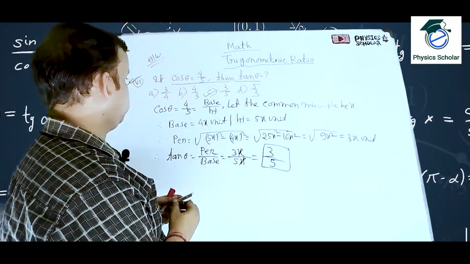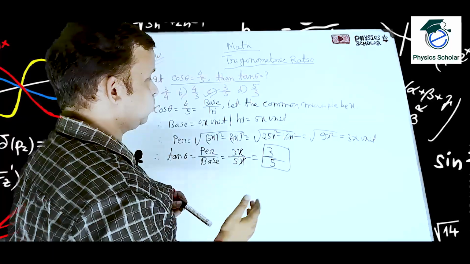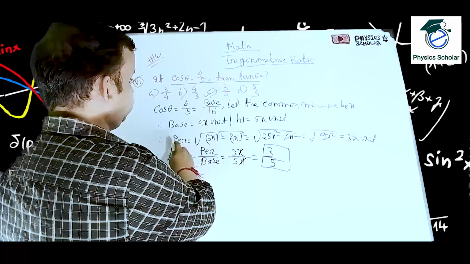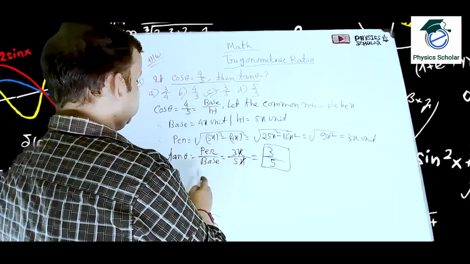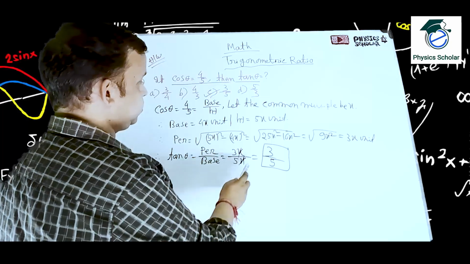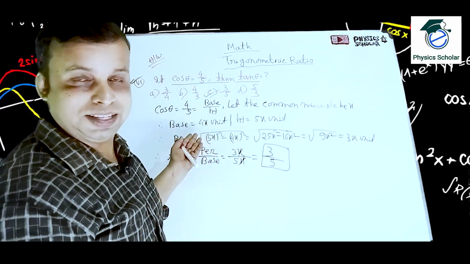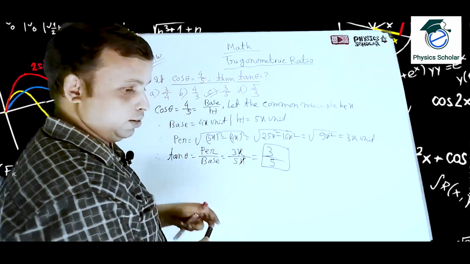Clear? So very easy. So cos theta is equal to base by hypotenuse. So let the common multiple be x. So we are finding base, hypotenuse, and then by applying the Pythagoras theorem, we are finding the perpendicular. So now tan theta is equal to perpendicular by base. So it is coming 3/5. So students, hope you have understood this sum. Now quickly move to the next one.